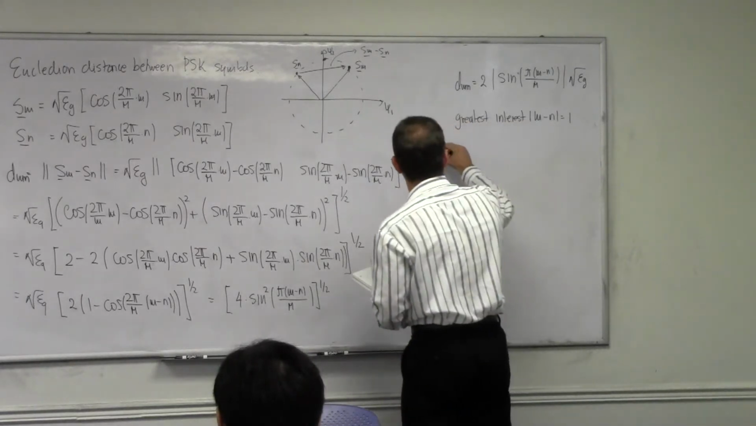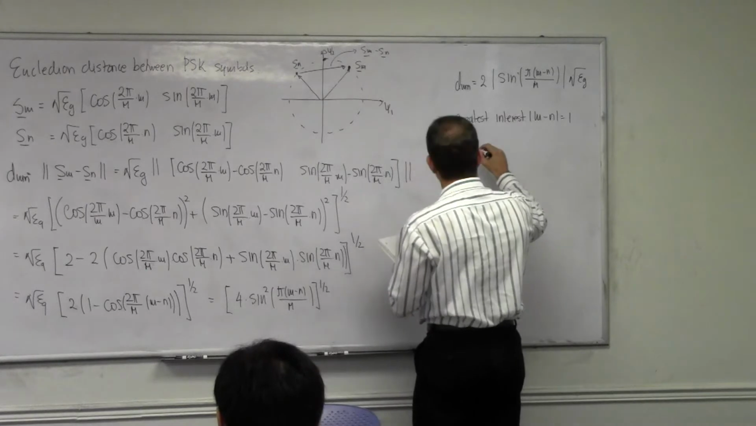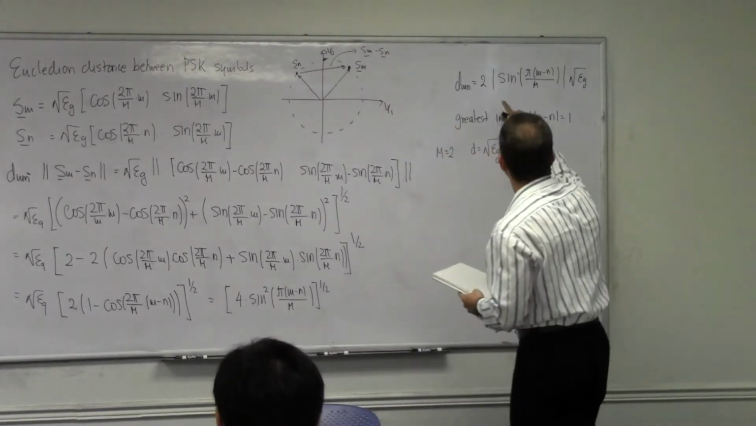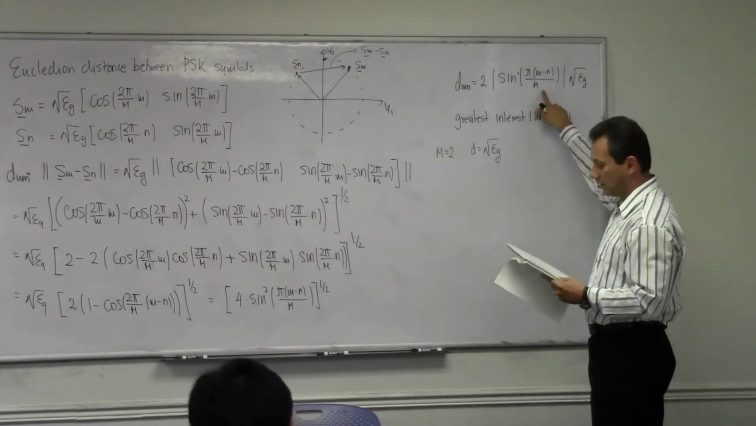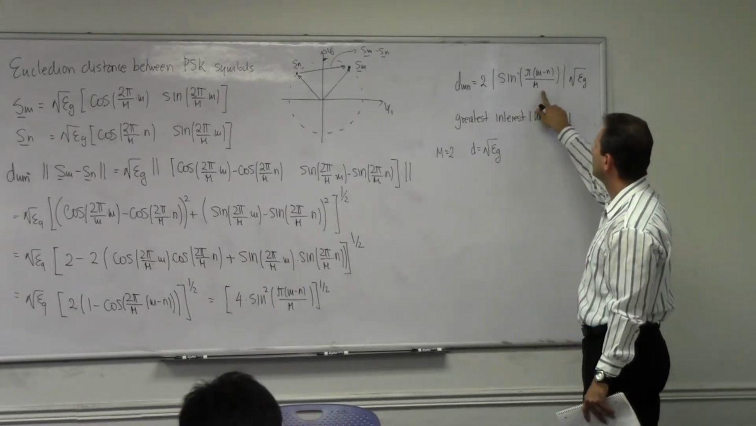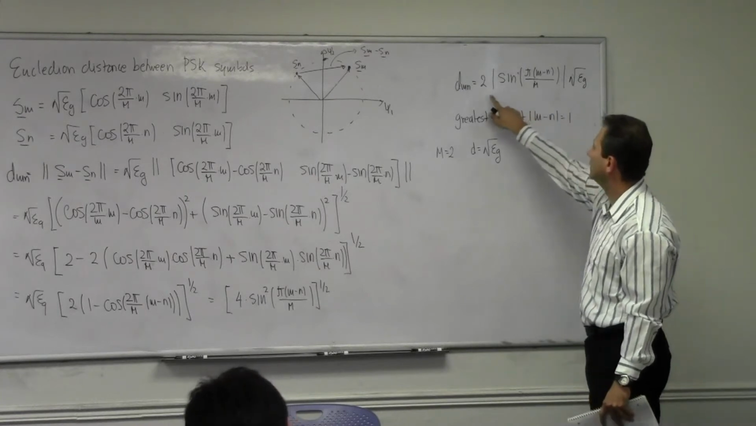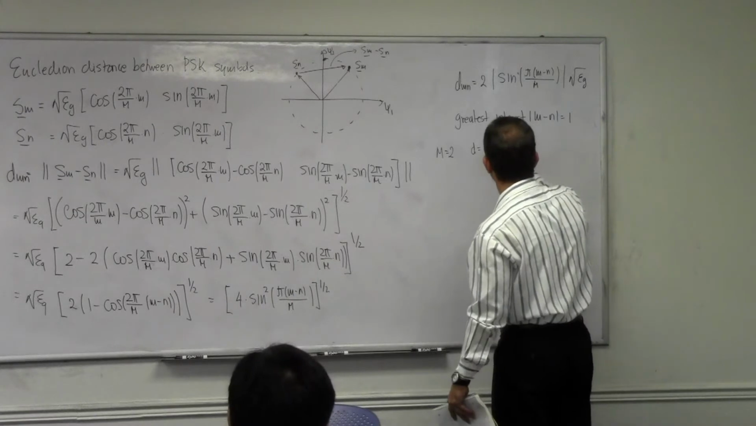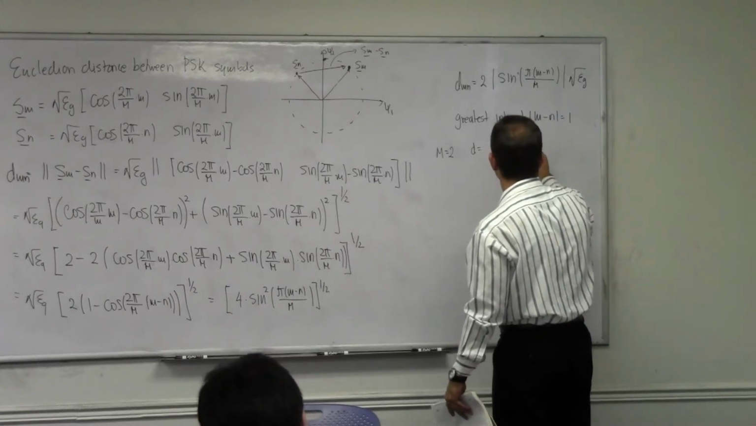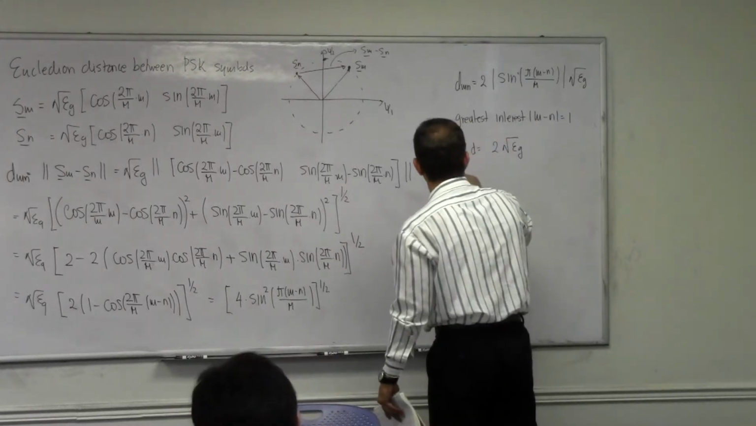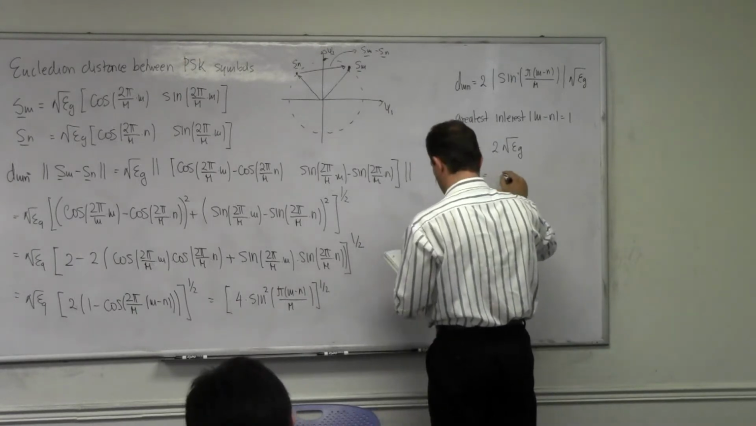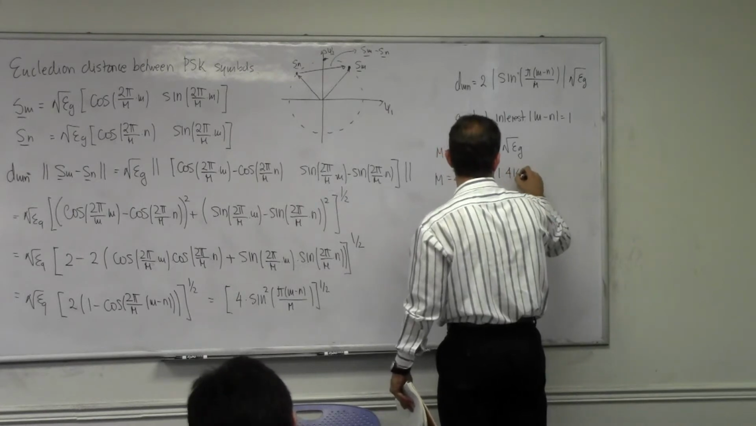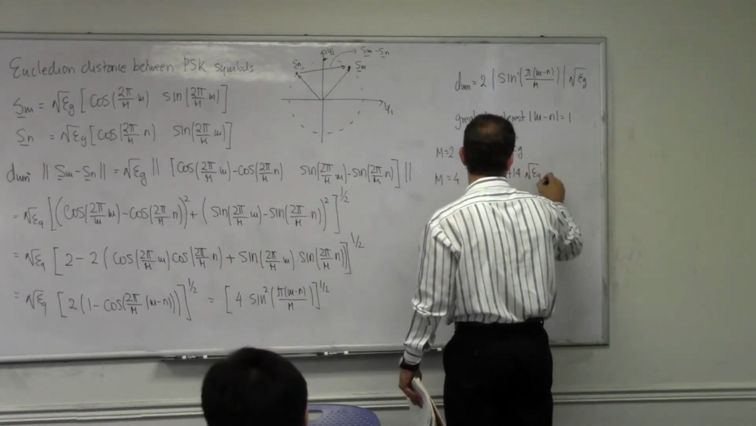So when m is equal to 2, then you have the distance is square root of energy times 2 times sine pi over 2. Sine pi over 2 is equal to 1, so you have 2 times 1, which is 2. So let me just write this as 2 times square root of energy. When m is equal to 4, distance is square root of 2 times square root of energy, which is 1.414 square root of energy.